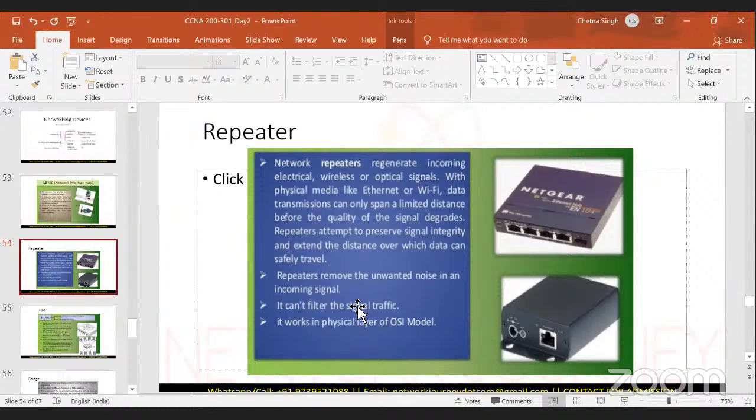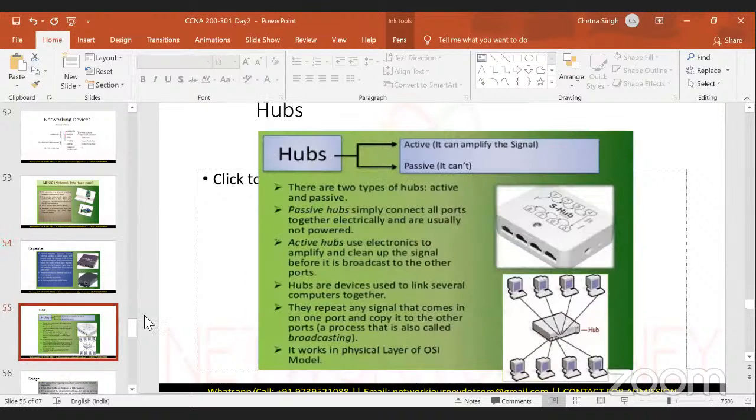If the signal has deteriorated, the shape of the signal has to be preserved so that the receiver knows what is 0 and what is 1. The receiver should be able to distinguish that. So this works in the physical layer, the repeater. It's doing a very important job.